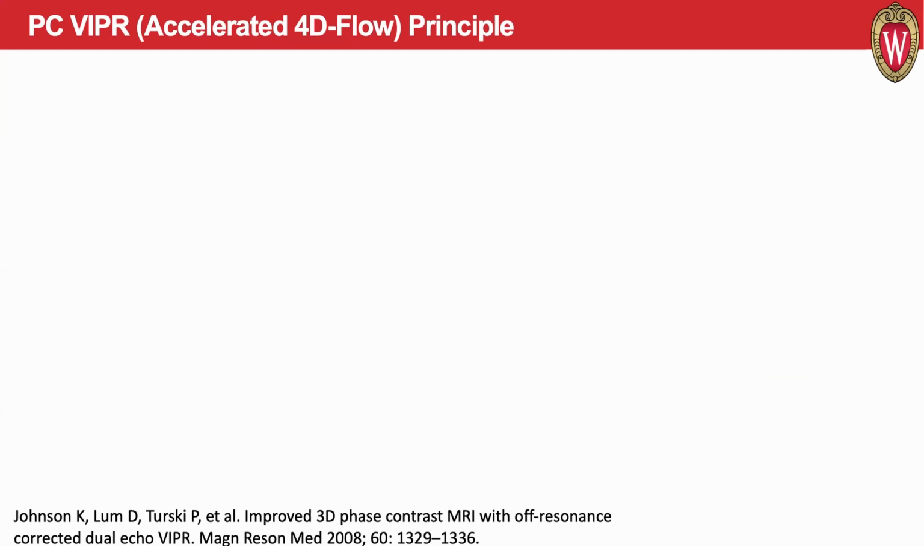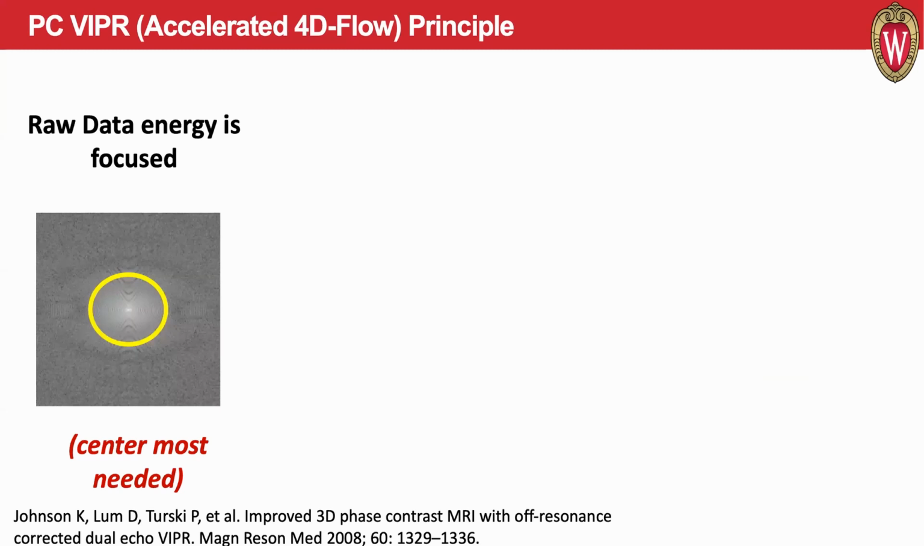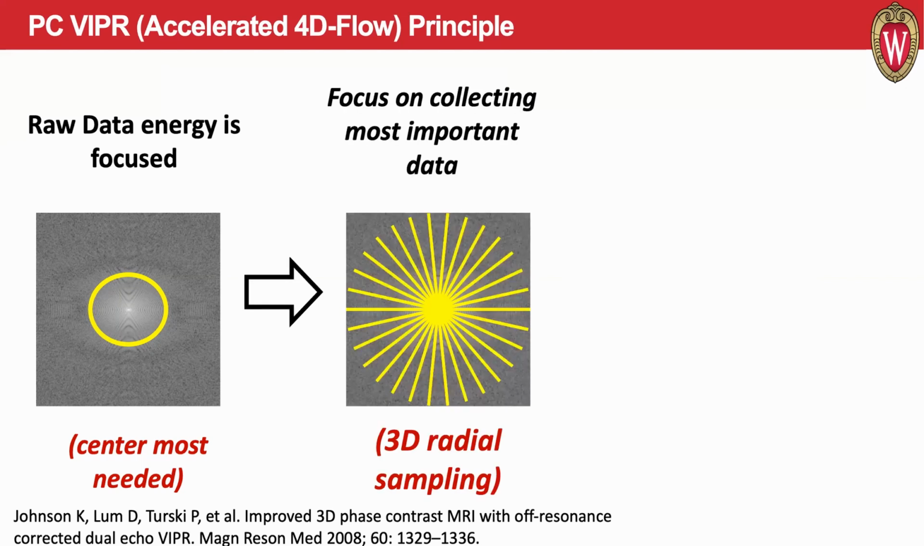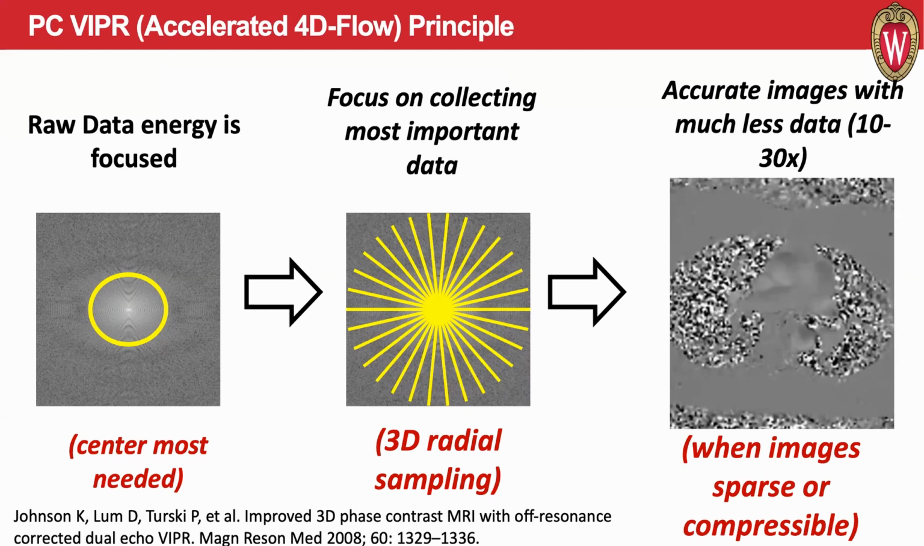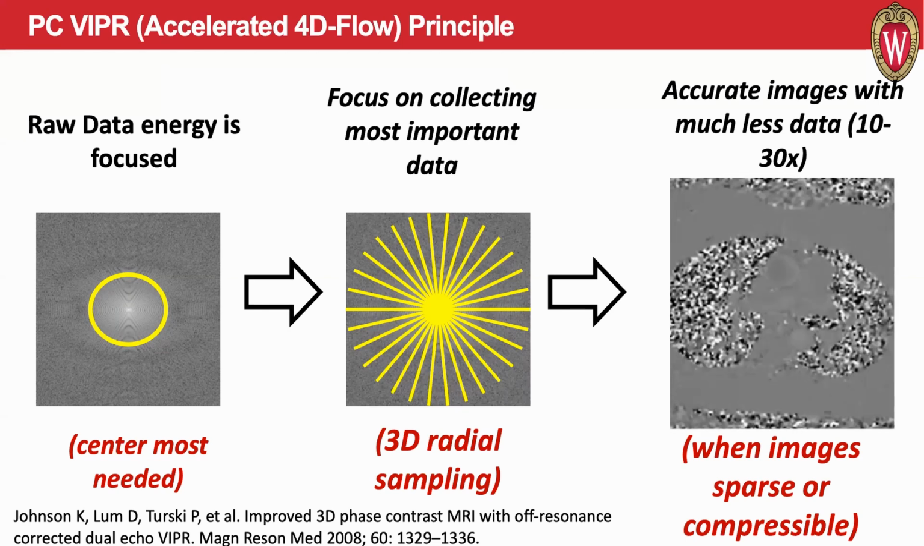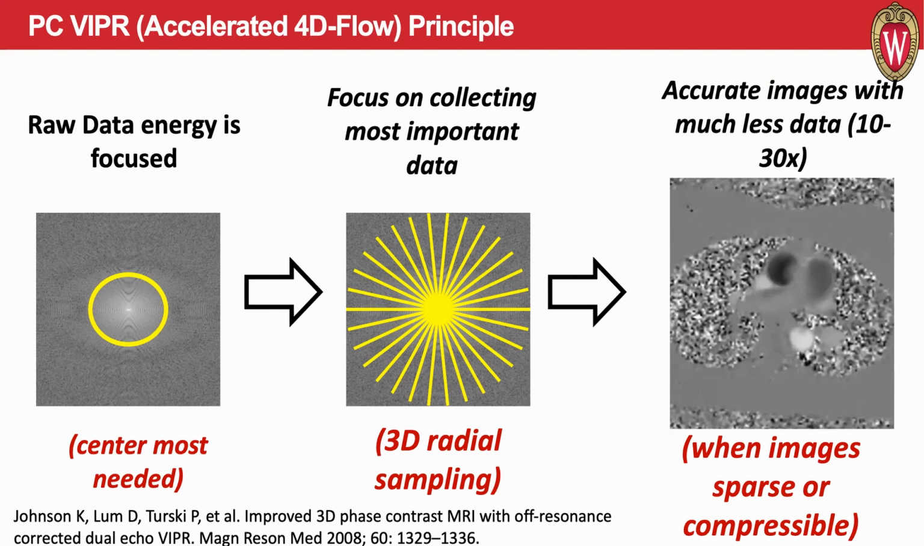For example, one way to accelerate the acquisition is during the data acquisition step, particularly. And in this example here, what we're showing is the PC VIPR principle that exploits the fact that the bulk image contrast information is located in the center of k-space. And therefore, using a radial sampling trajectory, we can heavily oversample the center of k-space, but save imaging time by undersampling the higher frequencies. And this leads to accurate images with 10 to 30 times less data, given that the data are sparse or compressible.